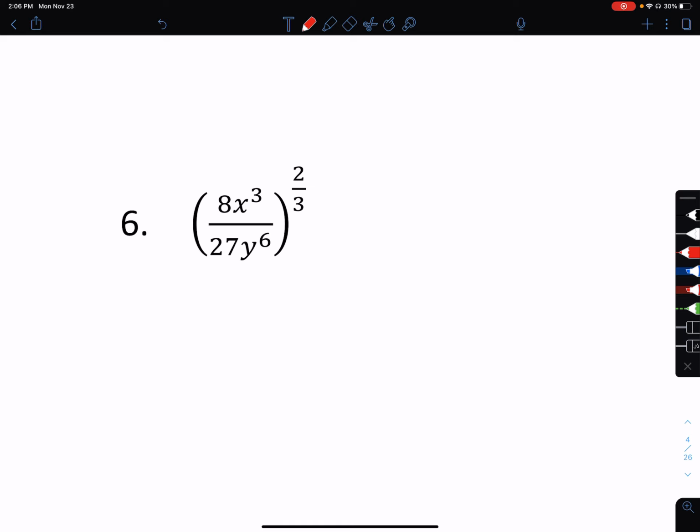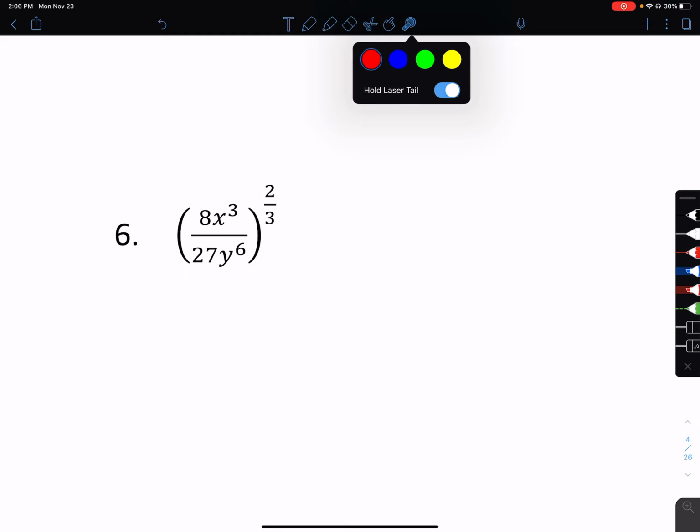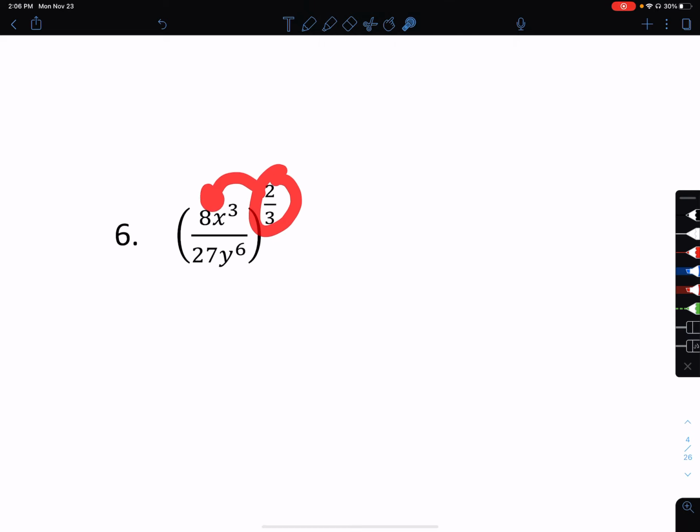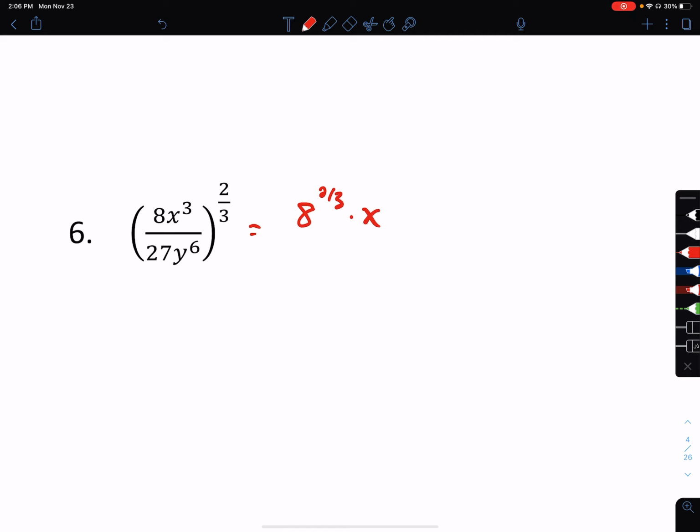Number 6. Let's see. Can we simplify the inside right now? Is there a factor of 8 and 27 we can divide both of those by other than 1? There is not. X and the y can't be simplified because they are different bases. So let's use the power to a power property. Let's apply the 2/3 to each factor on the top and the bottom. That's going to be 8 to the 2/3 times x. When you have a power to a power, you multiply the exponents. 3 times 2/3 is 2.